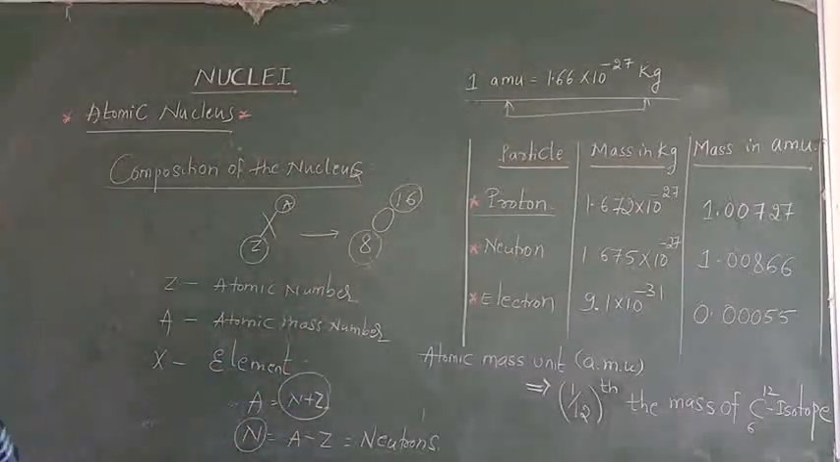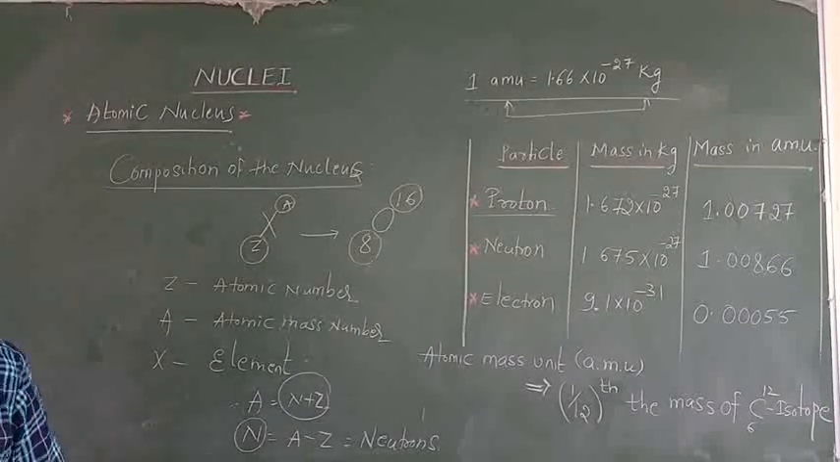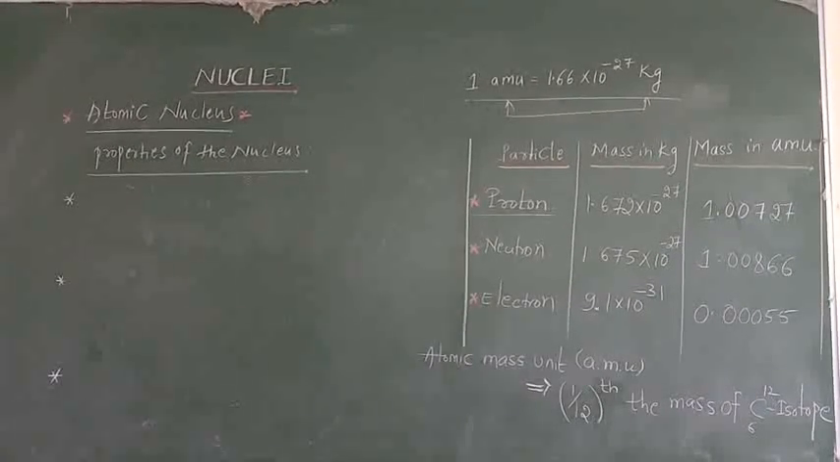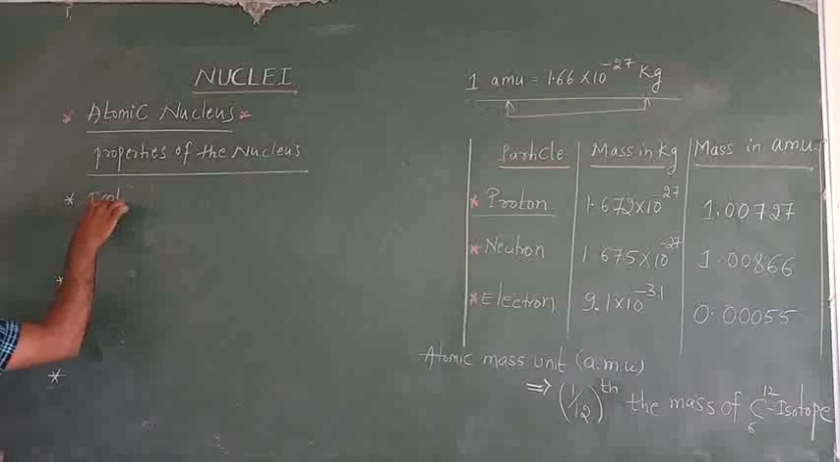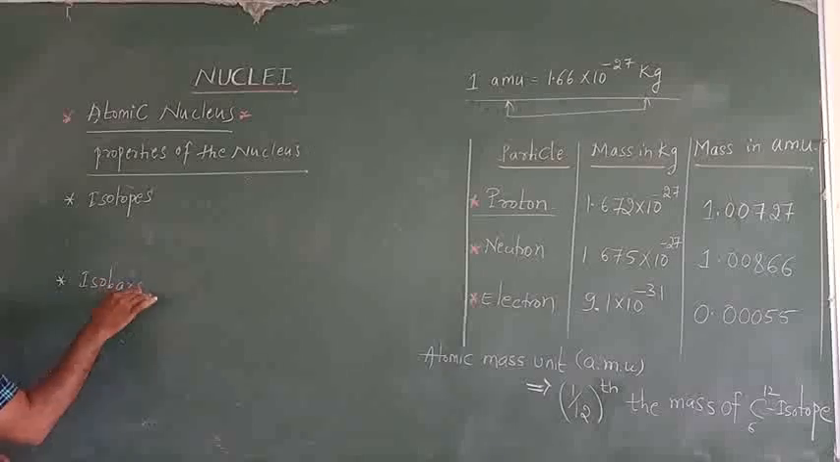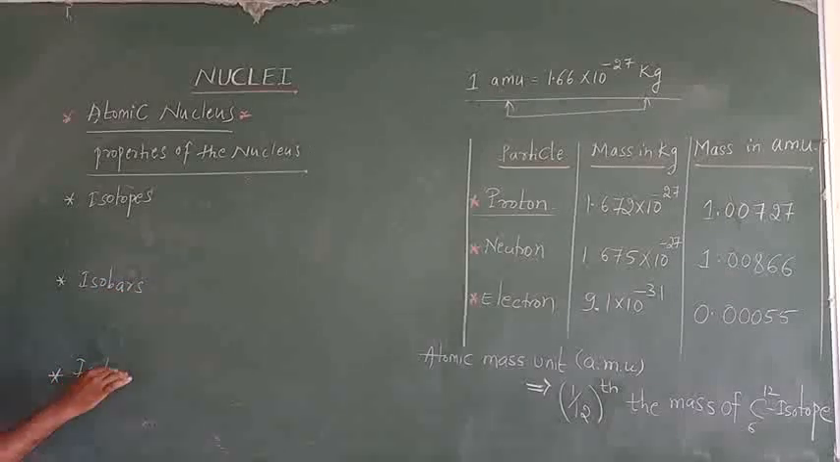Now the next point: we are going to discuss the properties of the nucleus. In the properties of the nucleus, let us discuss what are isotopes, what are isobars, and what are isotones. These are the three important definitions we have to see related to the properties of the nucleus. Then we will discuss nuclear charge, nuclear mass, and nuclear density, and how we represent them.